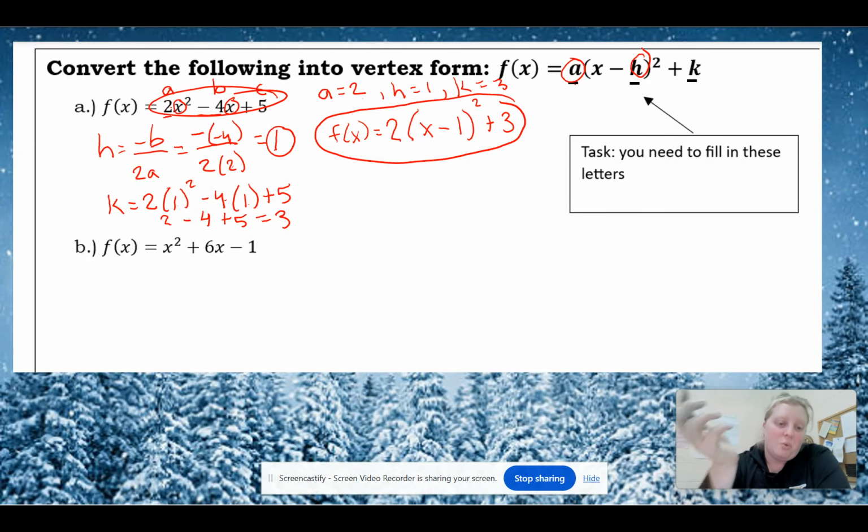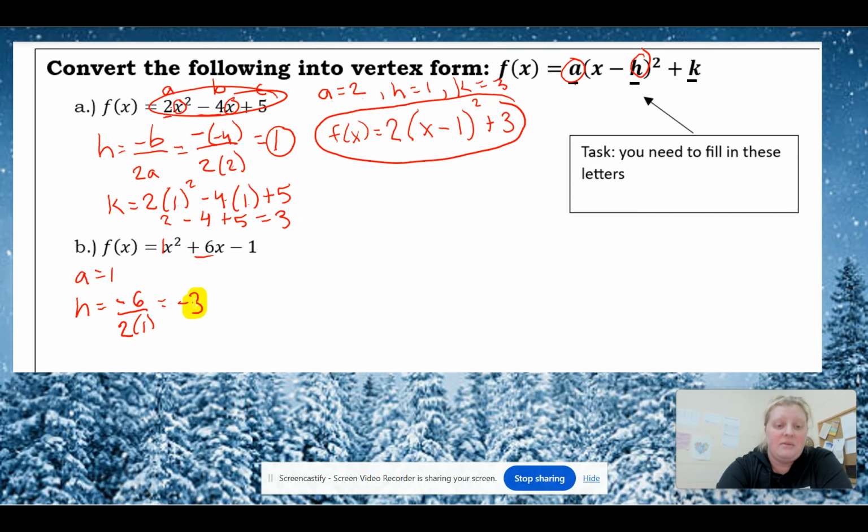We'll try another one together here. This time there's nothing in front of x squared, so it's up to us to remember that there's really a 1 right here. So your a value is 1. Then we're going to go ahead and set up h. The h formula says negative your b term, which is 6, all over 2 times your a term, which is 1. That's going to get me -3.